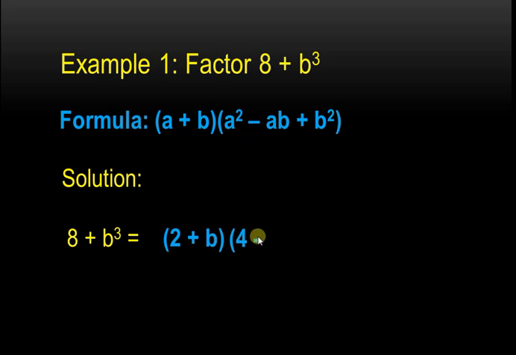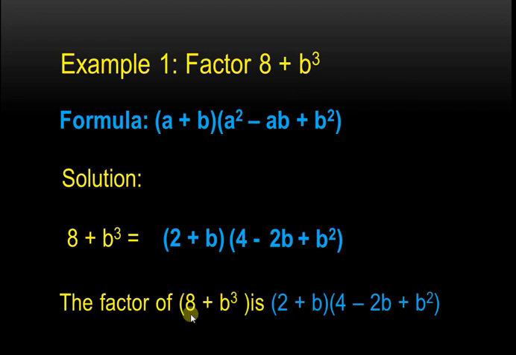Follow the formula there, that is minus. Then multiply this 2 and b, we have 2b. And then square b, so we have b squared. So, the factor of the quantity 8 plus b cubed is the quantity of 2 plus b times the quantity of 4 minus 2b plus b squared. Let's have another one.